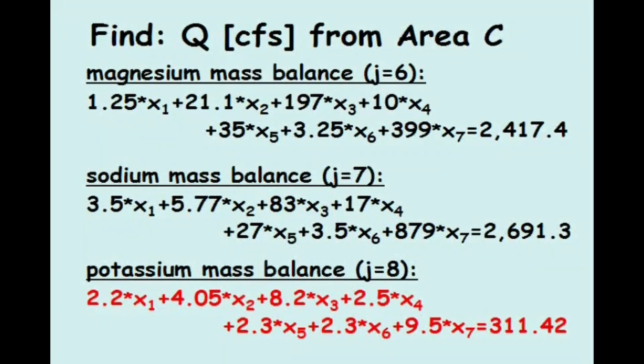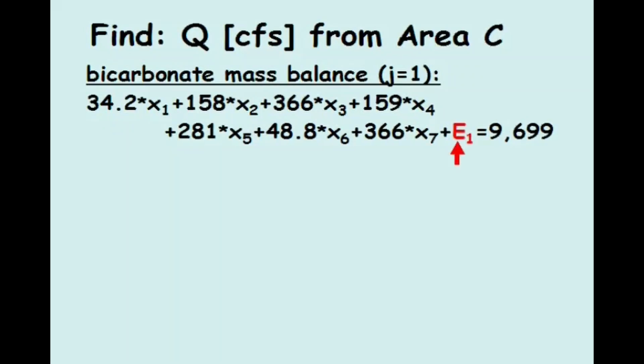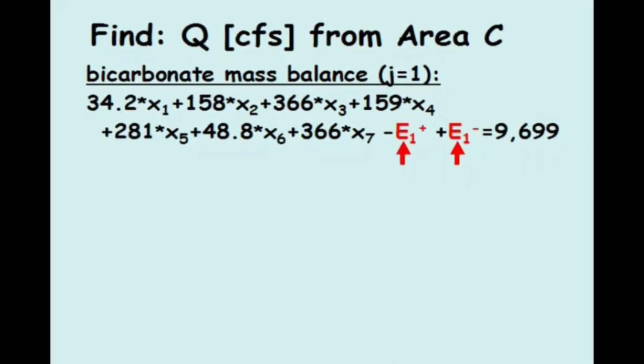Since there are 9 constraints and only 7 decision variables so far, there may be no feasible solution without introducing an error term, E, as additional decision variables in the left-hand side of each ion mass balance constraint. Since the total calculated bicarbonate ions in the stream may be more or less than 9,699 ions, we'll expand the error term to be EJ plus and EJ minus, where both error terms are non-negative.